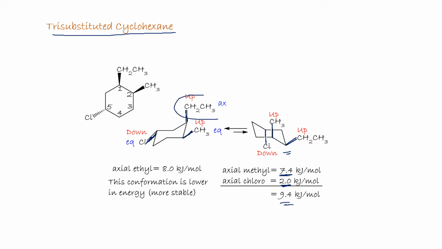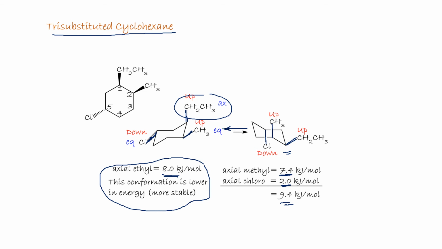Here we will have only the ethyl. Axial ethyl is 8, so this one will be lower in energy and contributes more to the conformers for this compound. By the way, they are one compound, but that one compound is in different conformers. So far, what we talked about is one single compound in different conformers.